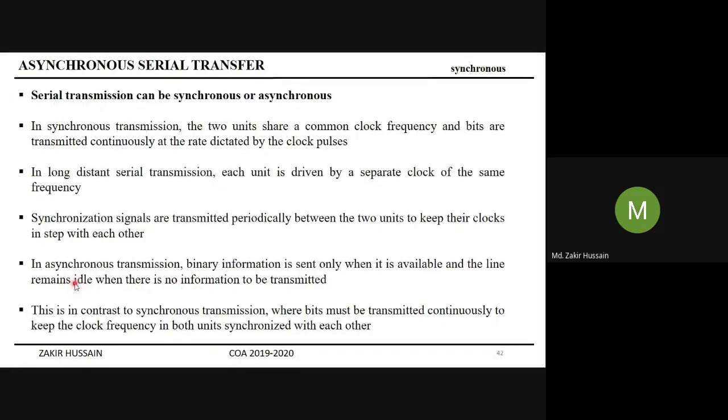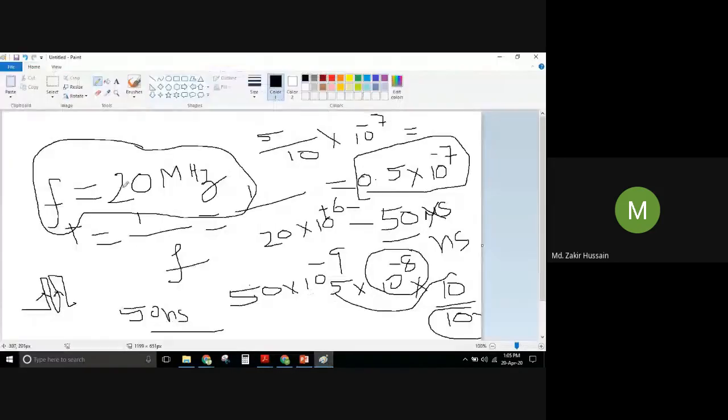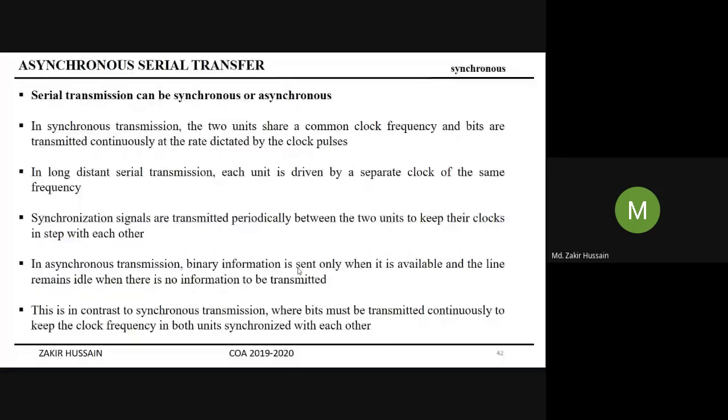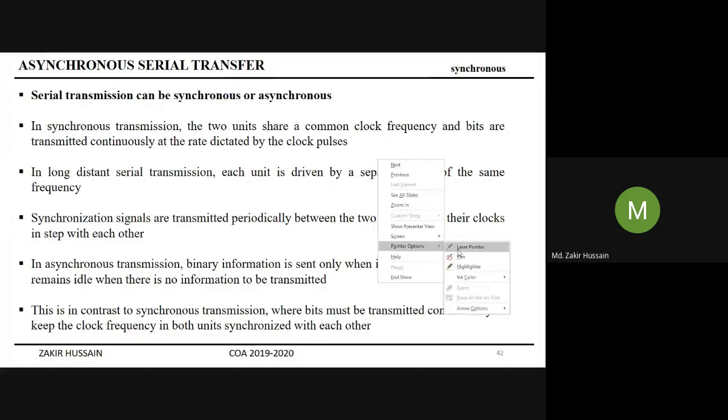When we say line, we're talking about the transmission line. You have one device here, the other device here, and there is a line. This line should be idle. Then only the source, where the line is idle and nothing is already being transmitted over the line, will initiate the transmission. So the condition is that this line should be idle. So in asynchronous, that line should be idle. Otherwise, transmission is not possible.